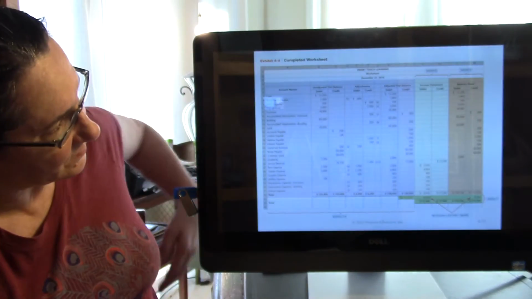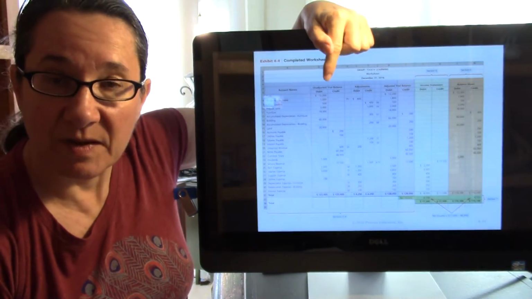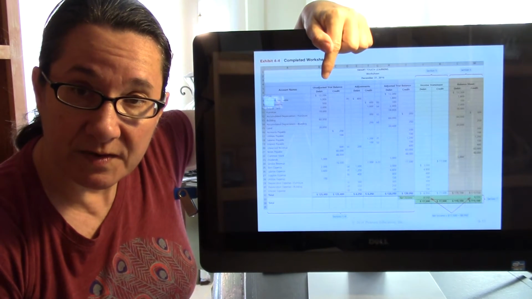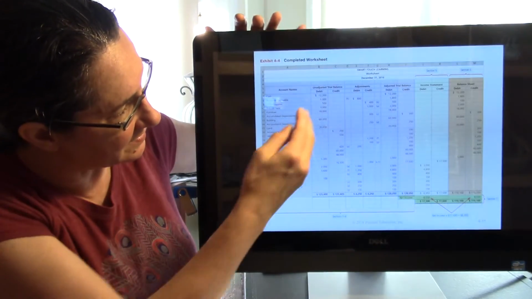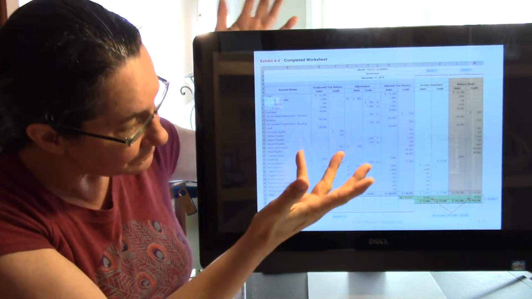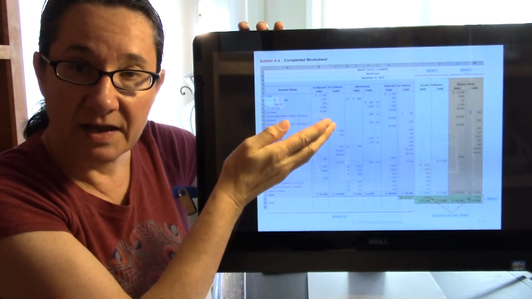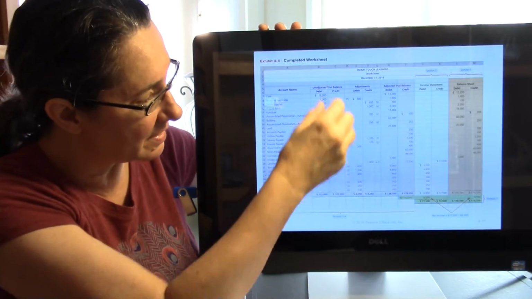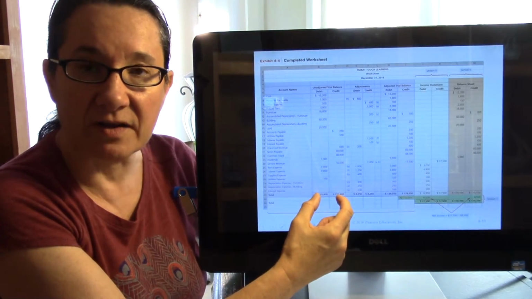So here's the deal. We did all our transactions all month long, and we analyzed and journalized, and we posted them to the ledger, and we put those ledger balances in the unadjusted trial balance column. So if it was a debit account like an asset or an expense, we put them in the debit column. If it's a credit like a liability or a revenue, we put them in the credit column. And we came down and we totaled them, and we said, oh yeah, our debits equal our credits.